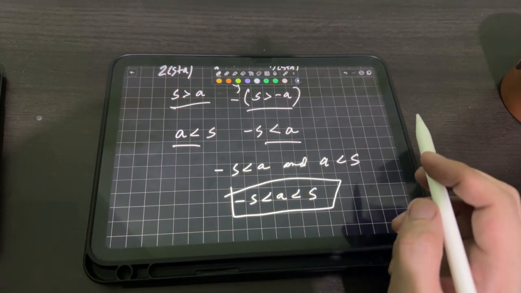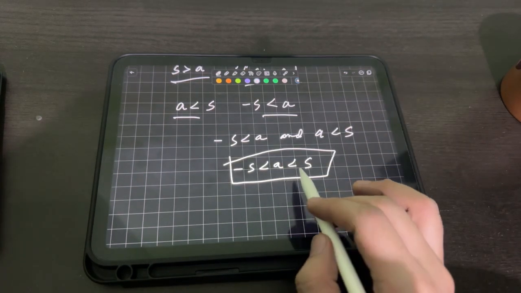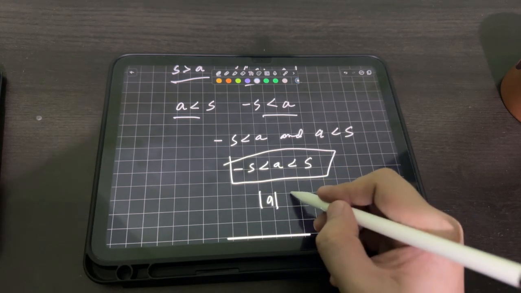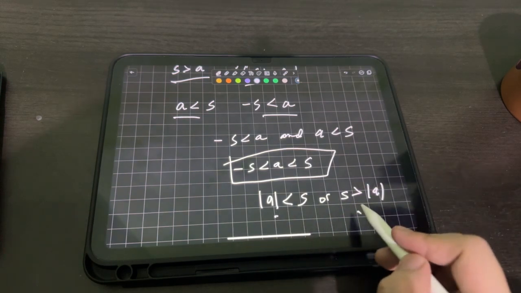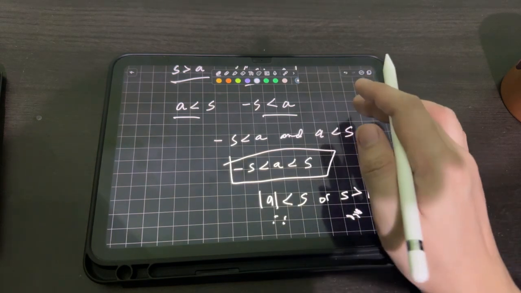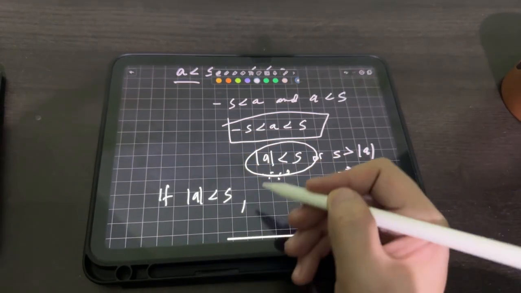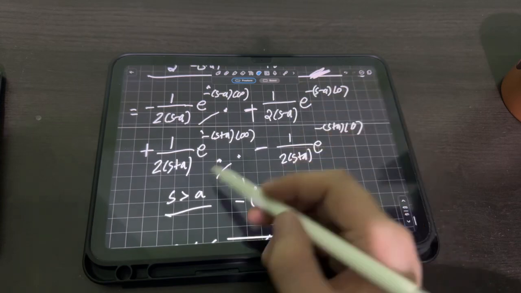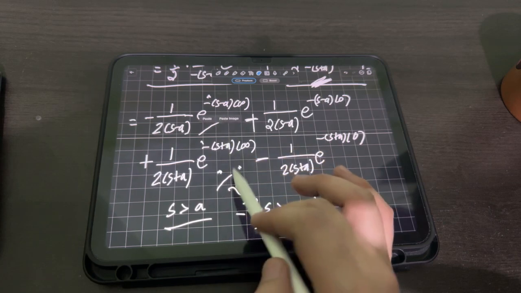Or if you want to use the absolute value notation, negative s less than a less than s is the same as absolute value of a less than s, or s greater than absolute value of a. So any of these will do for the restriction of s. So if we assign, let's say this one, absolute value of a less than s, therefore, these two terms both will converge to 0. Those terms with infinity, this one and this one, right?